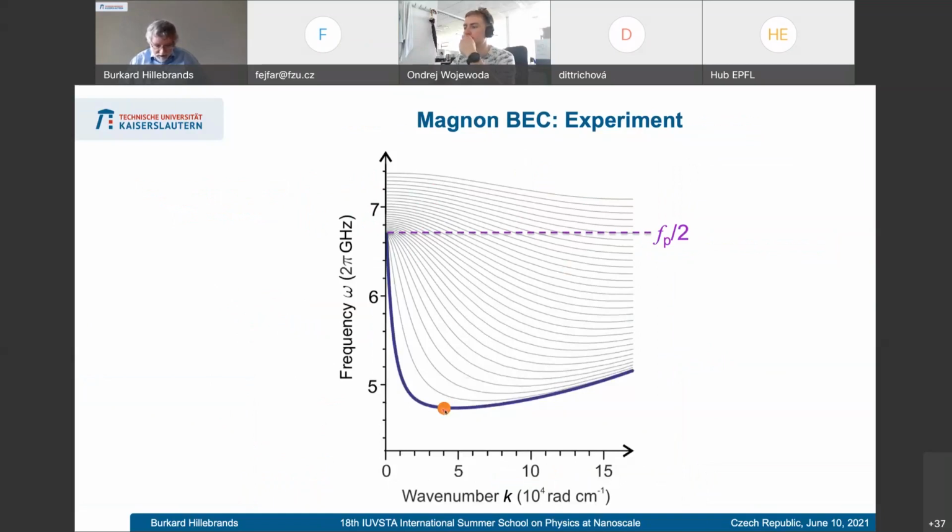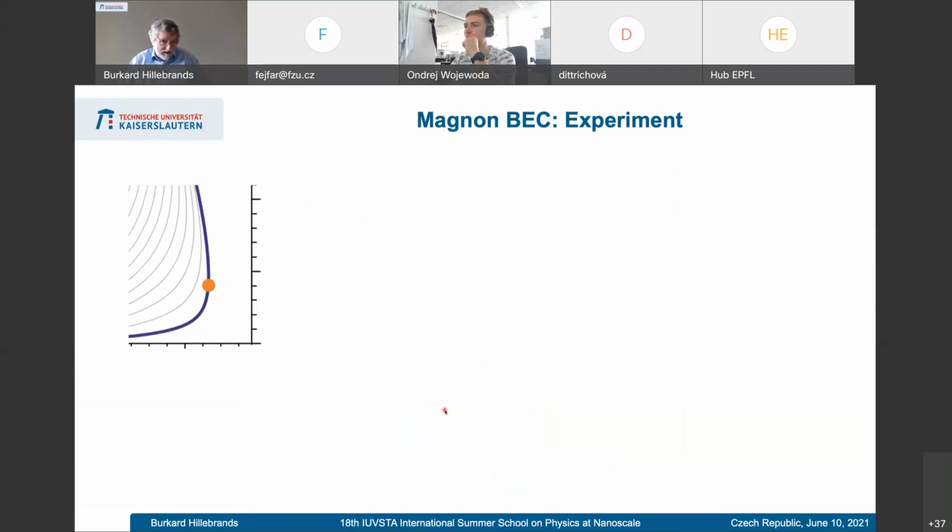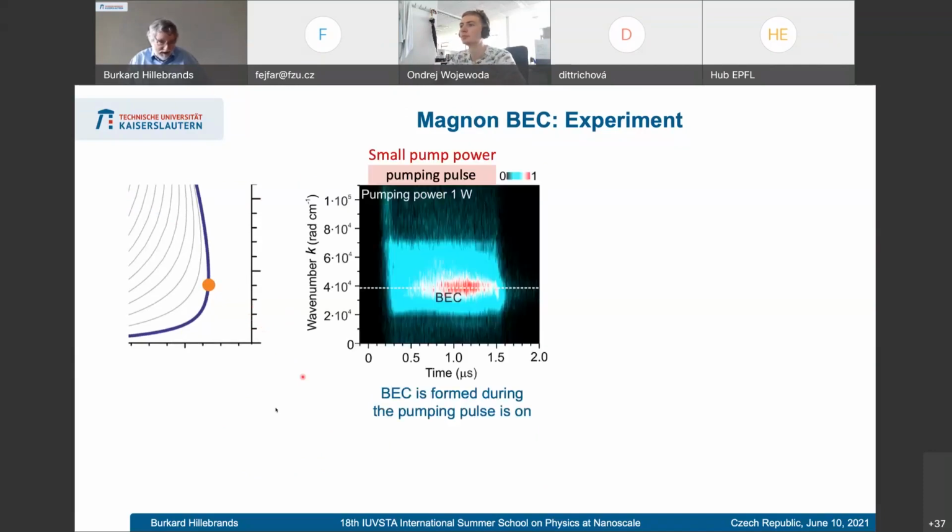Here we should have Bose-Einstein condensation. What I can do, I can only take this part, and for graphical reasons, I can rotate it here by 90 degrees. Then this is a wave vector scale. And now we can do experiments. And you remember that in Brillouin light scattering, we can measure with wave vector resolution. And here is such a measurement.